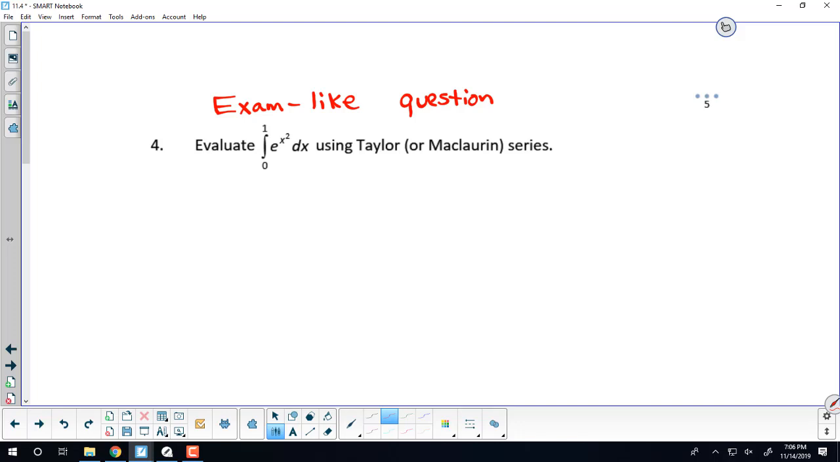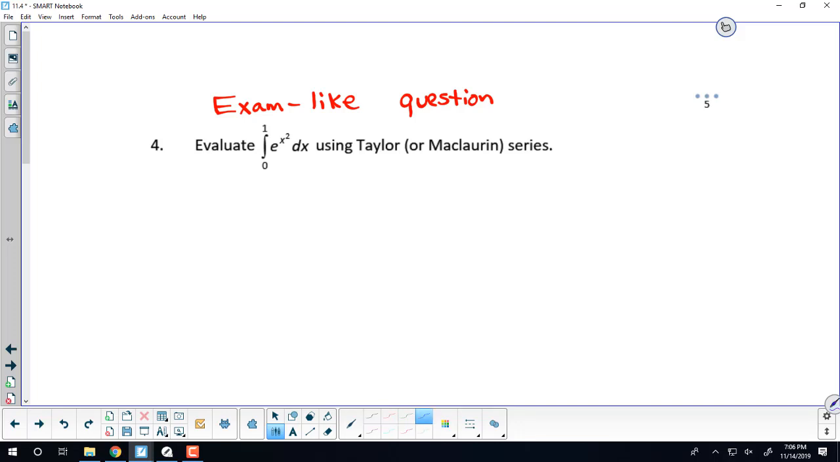Because the fundamental theorem of calculus says in order to evaluate this, you have to find the antiderivative and then plug 1 in, subtract off when you plug 0 in. So we can find the Taylor series or the Maclaurin series, which is the Taylor series centered at 0 for e to the x squared.